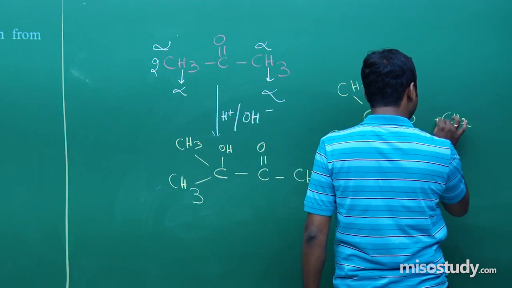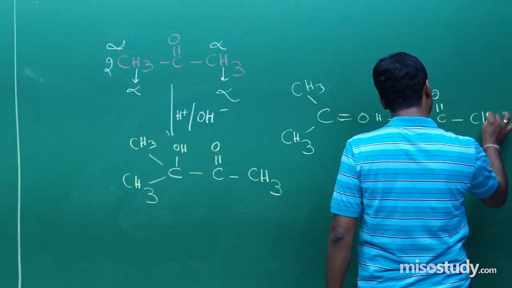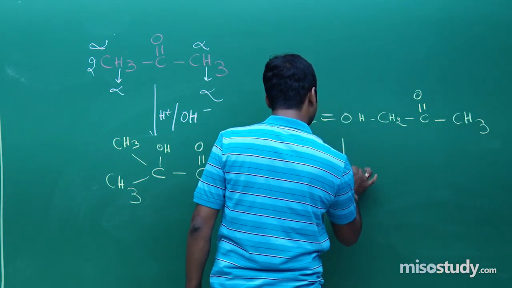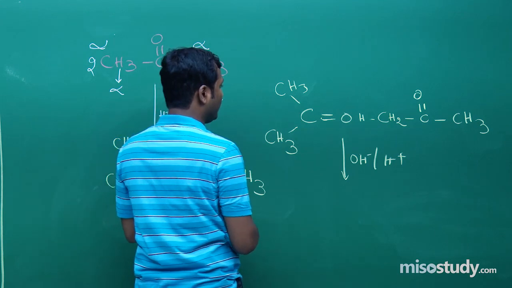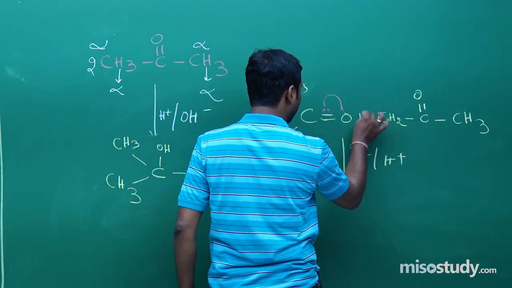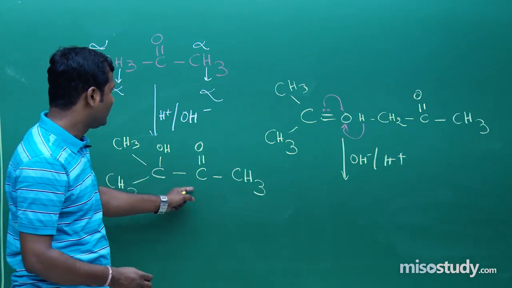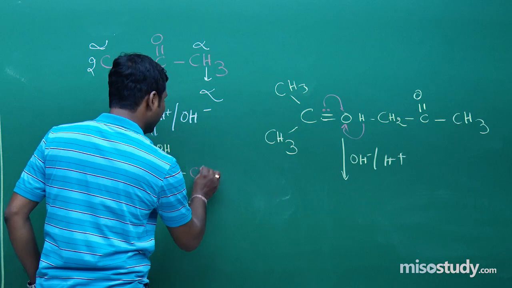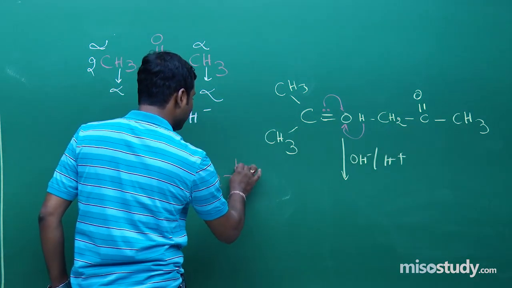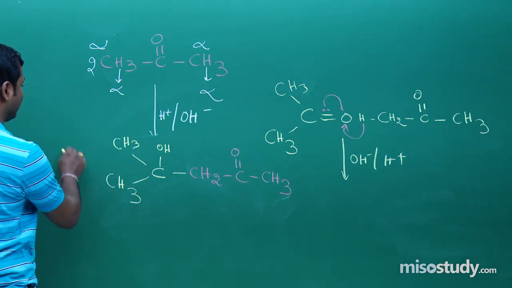Now CH2, then H, then C double bond O, then CH3 in presence of base or acid. What will happen? This bond will break and this will come here and form CH3, COH. Then wait for a moment. Let me note down CH2, then C double bond O, CH3. Now you can easily understand by this example.